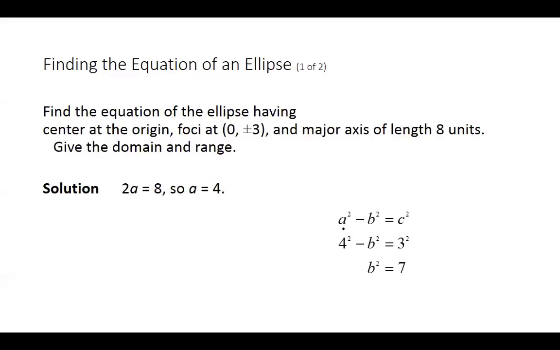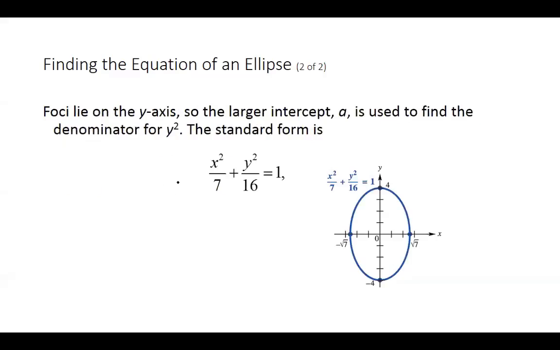If you remember, we have a squared minus b squared equal to c squared. So here the only unknown is b. You can solve for b. Foci lie on the y-axis, so the larger intercept a is used to find the denominator for y squared. The standard form is x squared over 7 plus y squared over 16 equal to 1. And you can see the domain would be from negative square root of 7 to square root of 7, and the range would be from -4 to 4.